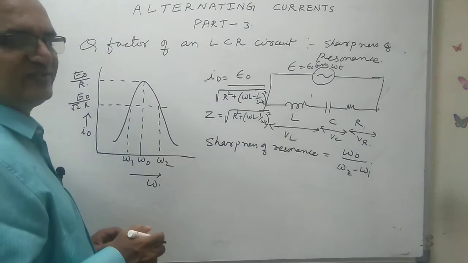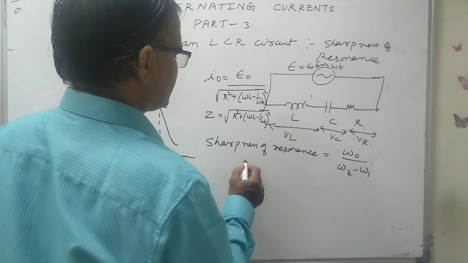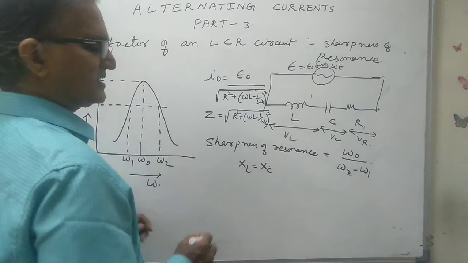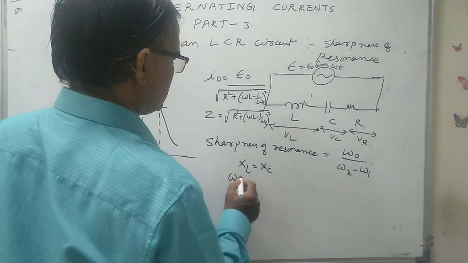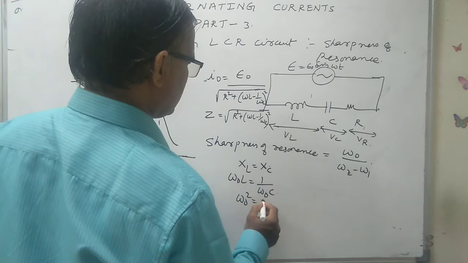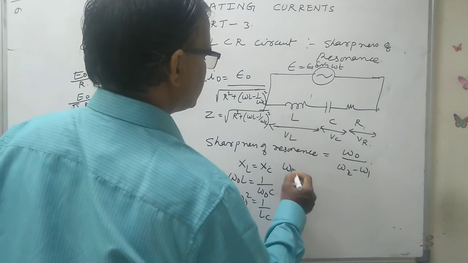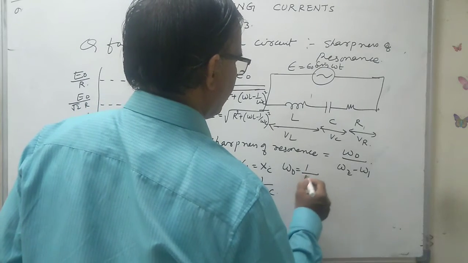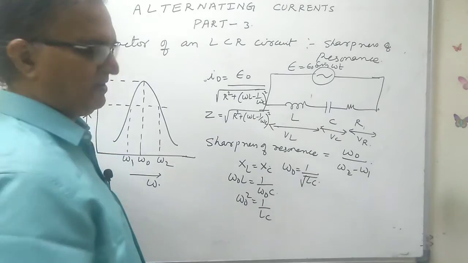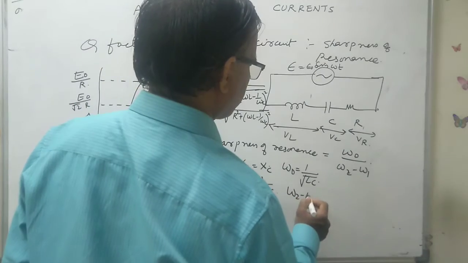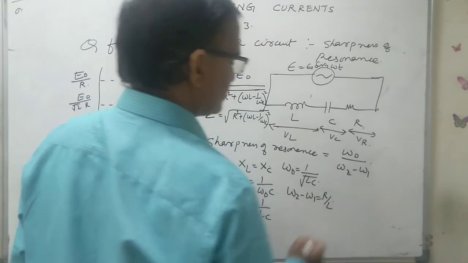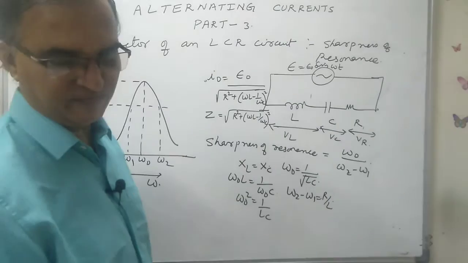Omega naught is the resonant frequency. Resonant frequency is found when XL is equal to XC, and the circuit acts as a resonant circuit. That is, omega naught L equals 1 by omega naught C, so omega naught squared is equal to 1 by LC. Omega naught is equal to 1 by root LC. Now omega 2 minus omega 1 is given by R by L.